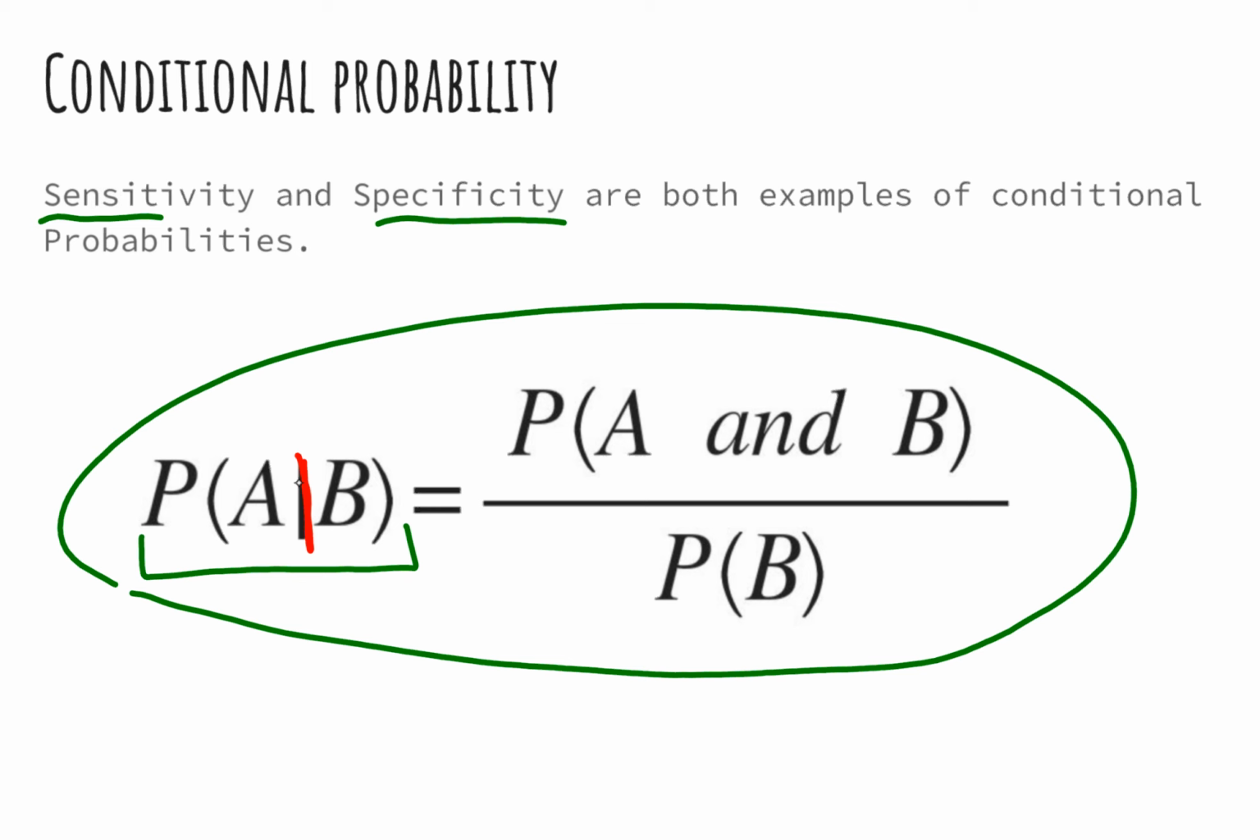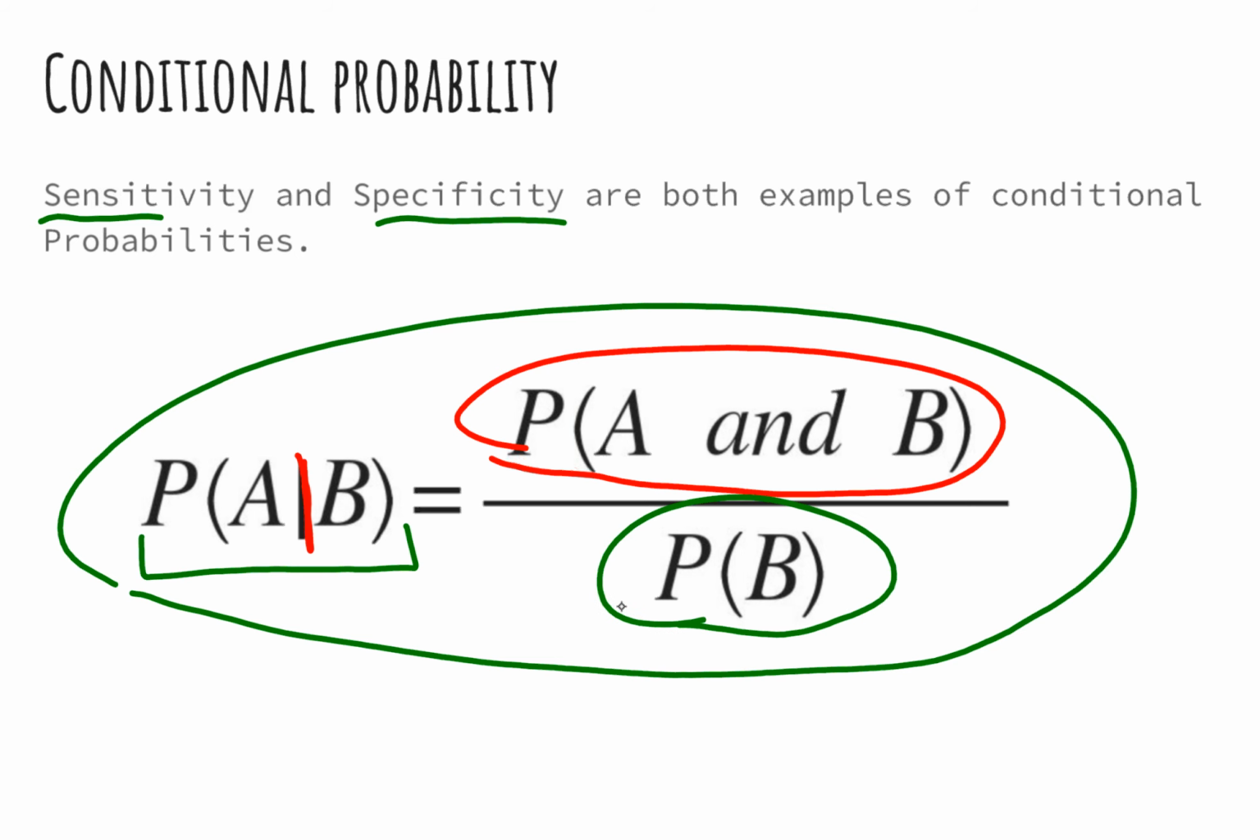The probability that event A occurs given we know event B occurs is the probability of event A and B divided by the probability of event B. So that's the definition of a conditional probability. So it's important that you know this notation.